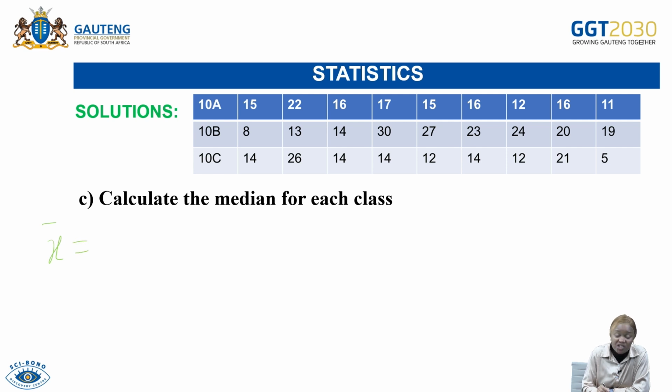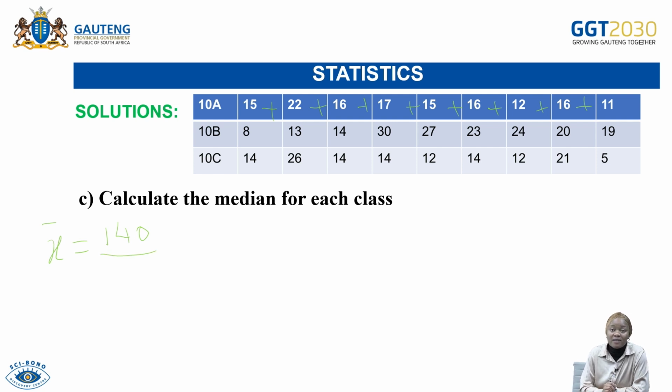So you add each and every value. So you'll say 15 plus 22 plus 16 plus 17 plus 15 plus 16 plus 12 plus 16 plus 11. So if I add everything, I am getting 140. You will correct me if my answer is incorrect.